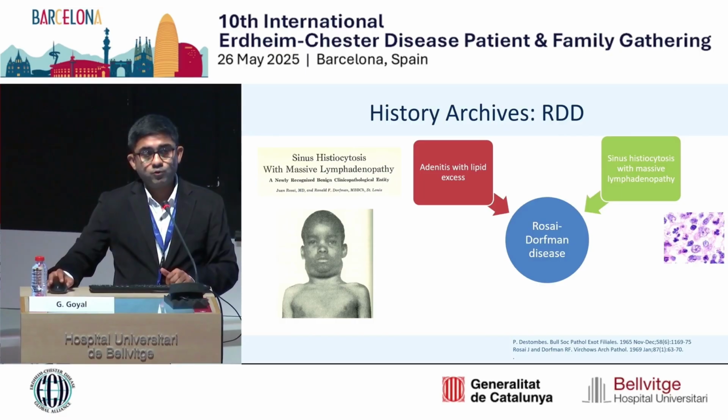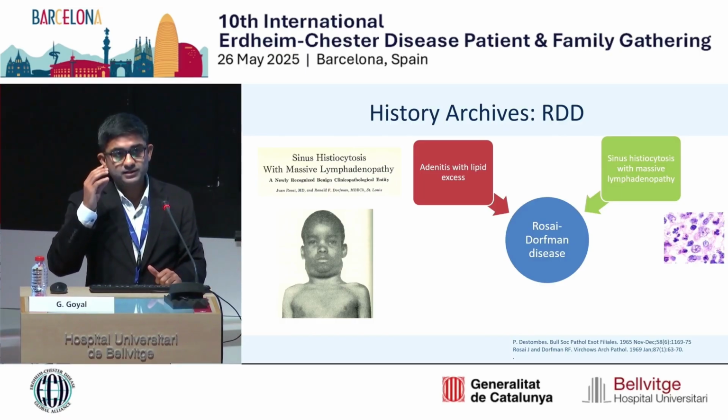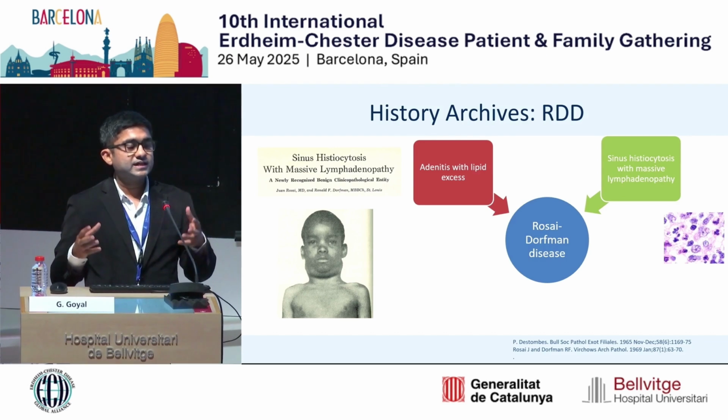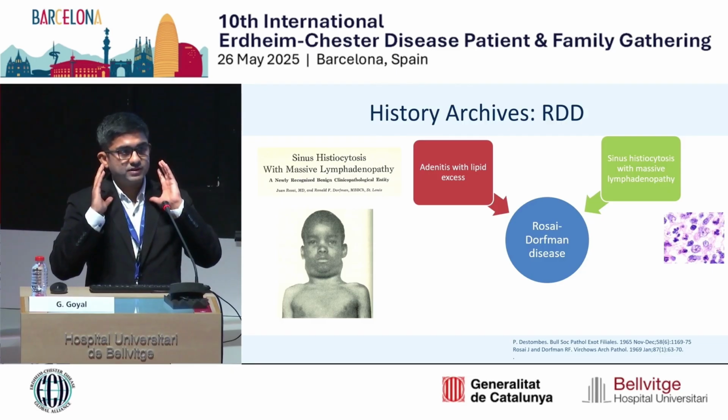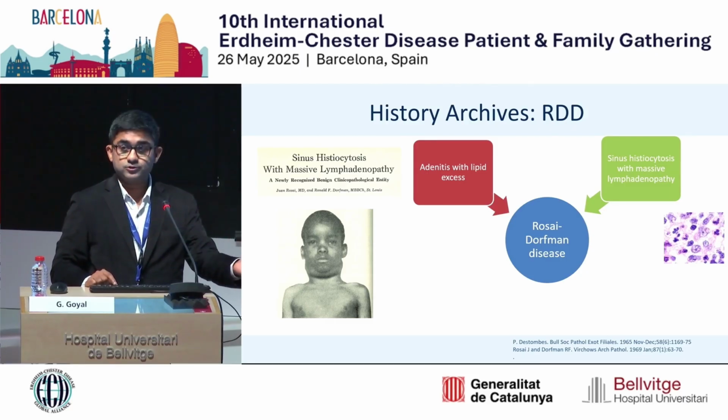Rosai-Dorfman disease was first reported by Dr. Destombes as adenitis with lipid excess, and then by Drs. Rosai and Dorfman as sinus histiocytosis with massive lymphadenopathy. They were reported in young children with massive lymph nodes in the neck. All right? Later on, it was renamed Rosai-Dorfman disease because they looked the same under the microscope. You see a theme here?